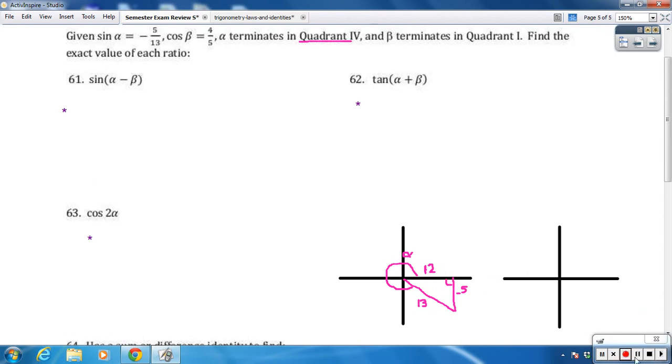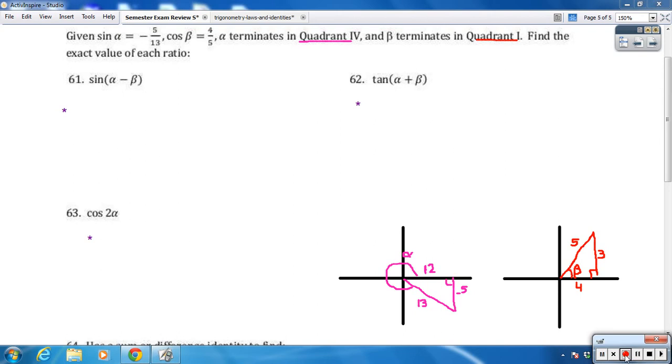I'm also now going to graph the beta angle, and I'm told that beta terminates in quadrant 1, so this one's going to be nice and easy. I'm going to draw a reference triangle, and my beta is just the angle that I would normally graph in the triangle. In this one I'm given the cosine. Cosine is x over r, so my x is going to be 4 and my r is going to be 5, and I think everybody recognizes this is a 3, 4, 5 triangle. Based on that I can now create any sine, cosine, or tangent ratio that I need in order to answer my question.